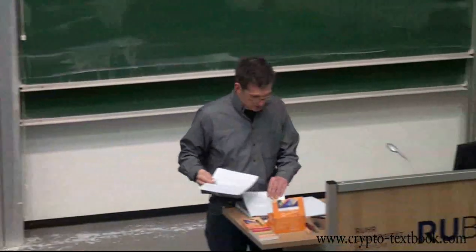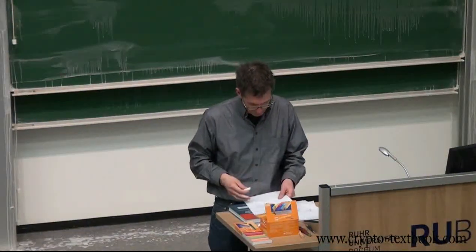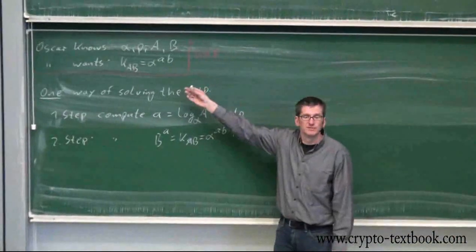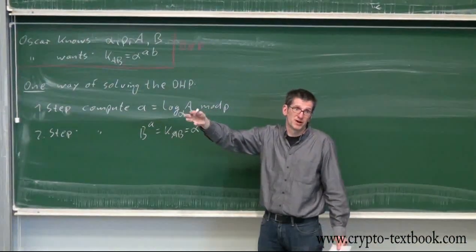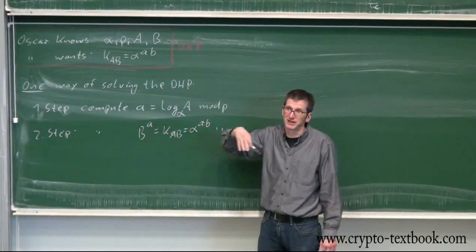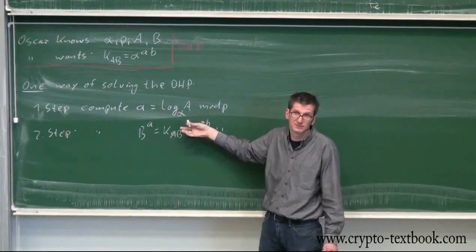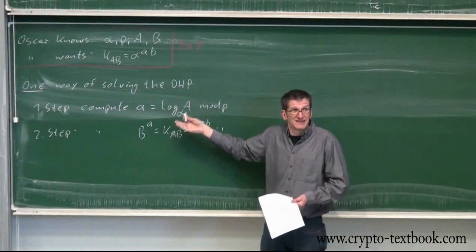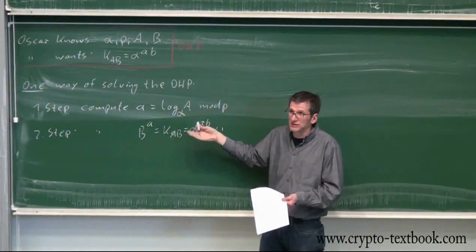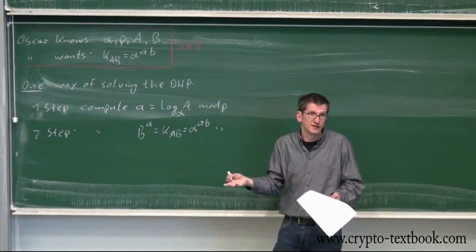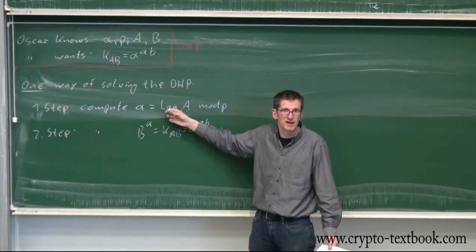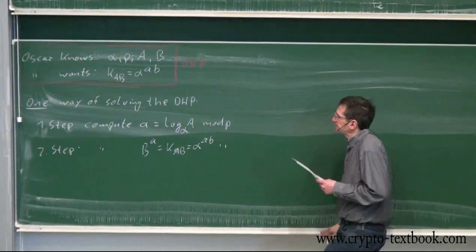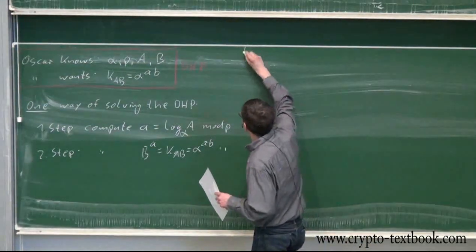Okay, so that's it. We know how to solve the Diffie-Hellman problem. And where's the problem with that? Why is it not so easy in practice? Which of the two steps is hard? The first one, right? This is one way of solving that, and it looks pretty nice. It has this little drawback that Oscar cannot do step number 1 here.